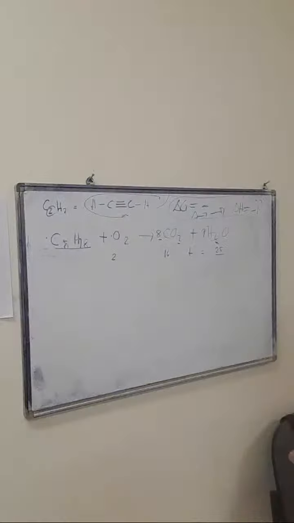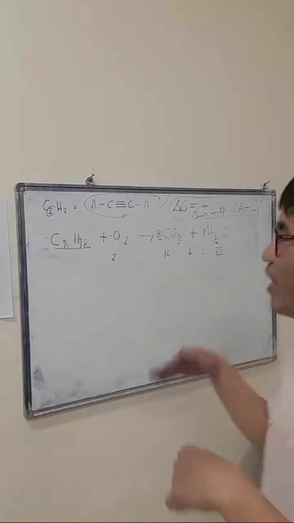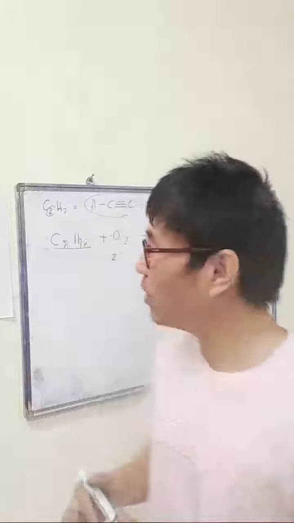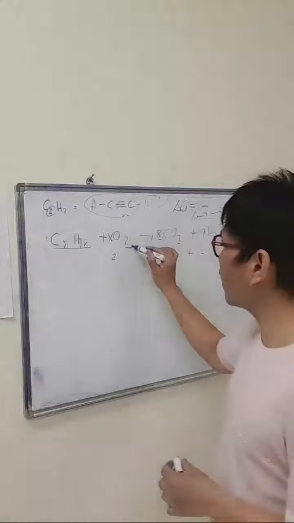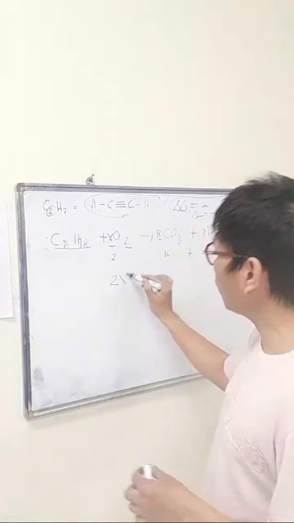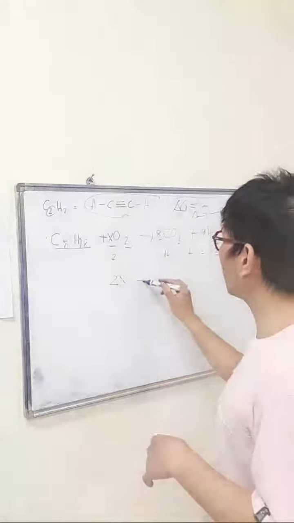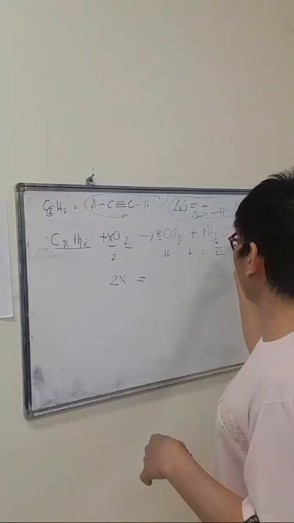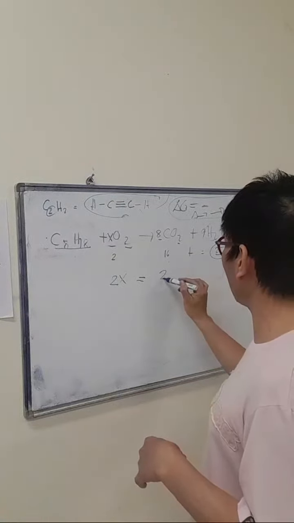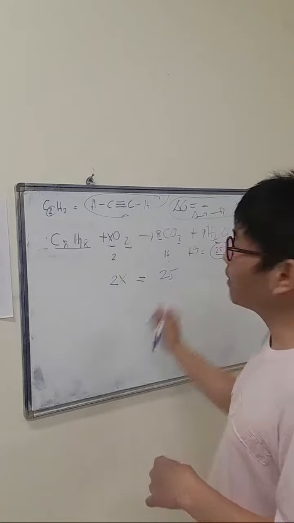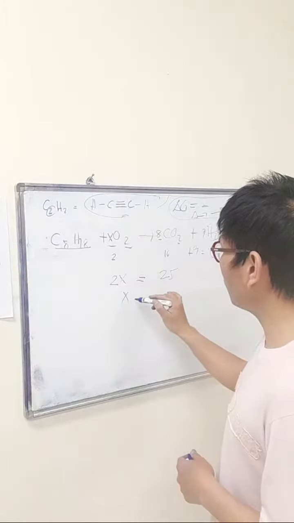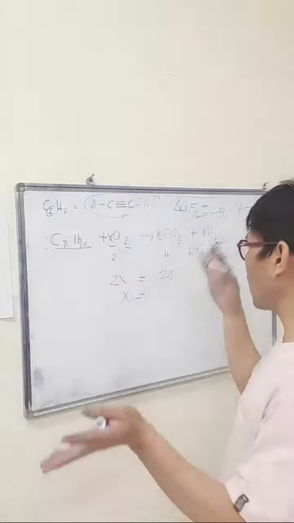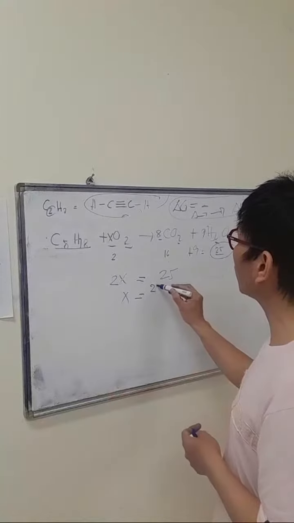So we have to put X, the coefficient of oxygen gas, in our reactant. So put X beside oxygen. Now, math: 2 times X is 2X, equal to 16 plus 9, which is 25 on the products. Now solve for the value of X, algebra. Divide both sides by 2. So X equals 25 over 2.